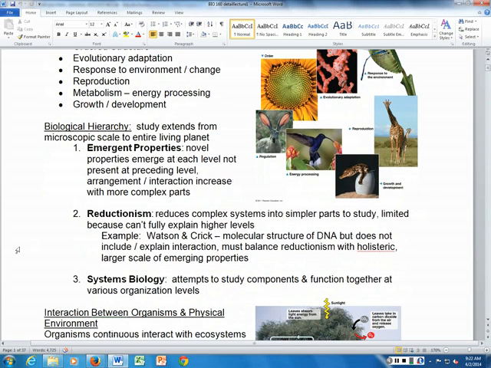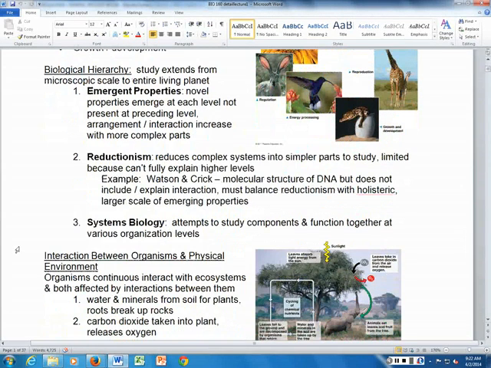And biology tends to have a hierarchy that extends from microscopic scale organisms to the entire living planet. Each time you move up in the hierarchy, we tend to see emergent properties that are new or unique properties at that level that weren't present at the level before. So things will, as you move up the hierarchy, become more complex in there. So we are higher up on the hierarchy than, say, a worm, and so you're going to be more complex than a worm is. Your body systems and your body parts are more complex than the worm.